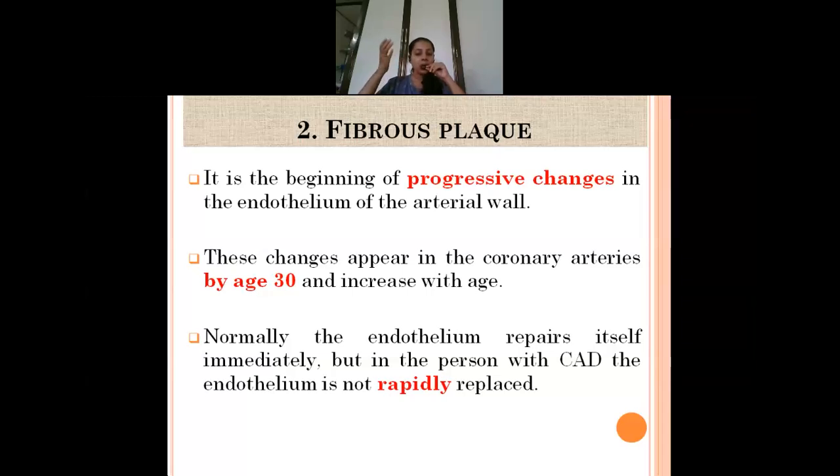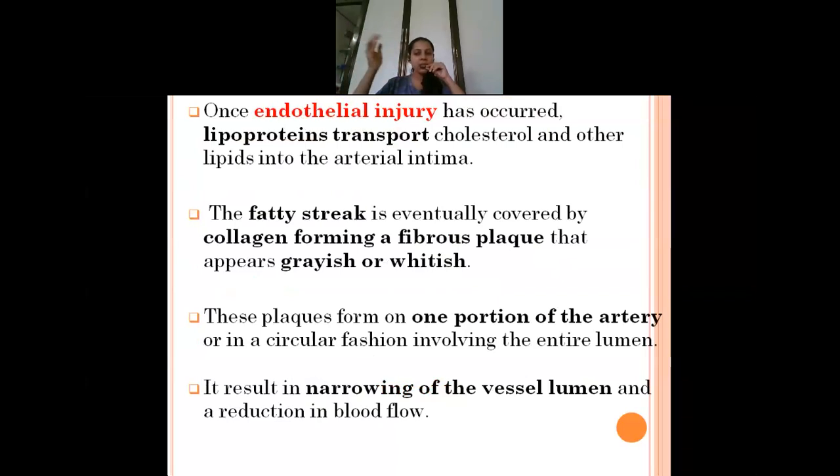In a normal person, if the endothelium is damaged, it will be replaced fast. But in a person with coronary artery disease or coronary atherosclerosis, it is not replaced rapidly. So what happens when there is any endothelial injury? The lipoproteins will start to transport the cholesterol and other lipoproteins. So the fatty streak is converted into the fibrous plaque, where the collagen will start to form, and that will give a gray or whitish appearance.